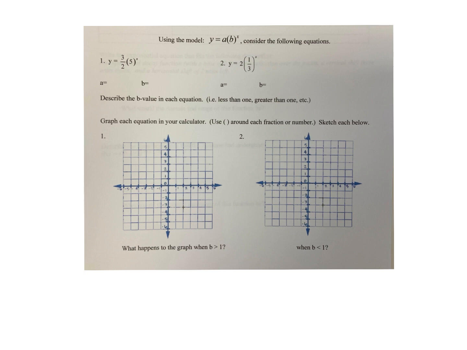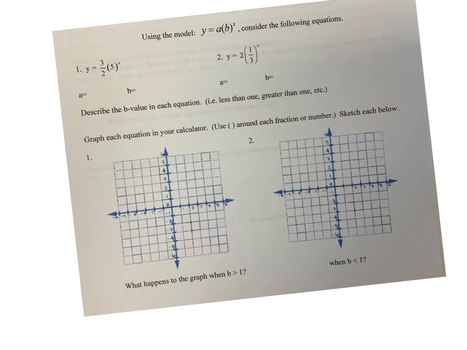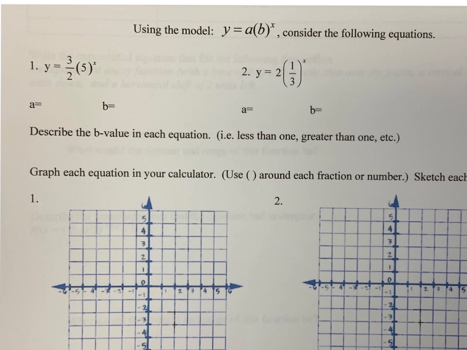So let's take a graphical look at what this looks like. On my first problem, I have my model. If we look at these, this is my A and then my B to the X power. So my A is 3/2, which is 1.5. That's my initial amount. And the B is 5. Because B is greater than 1, this one's going to be a growth.